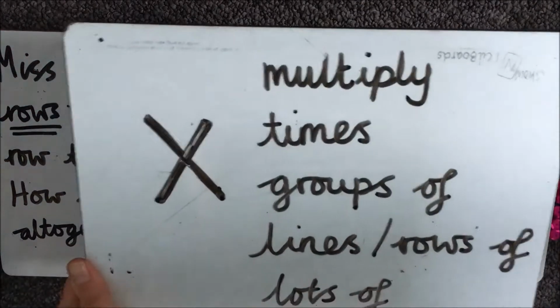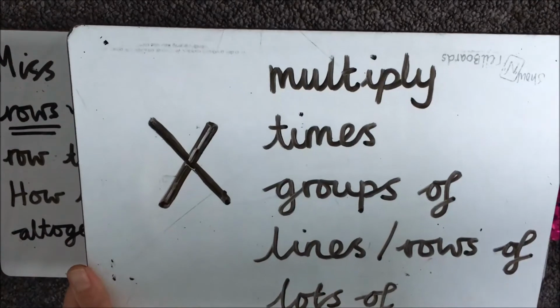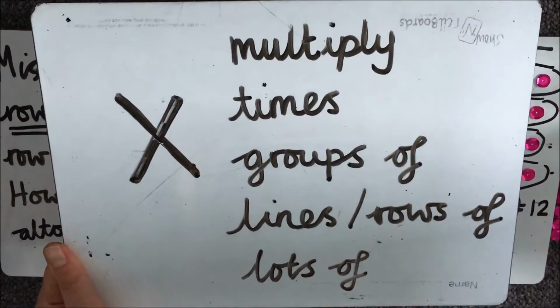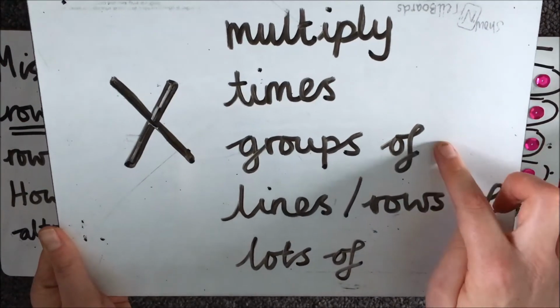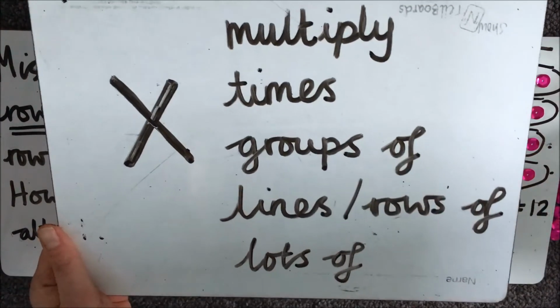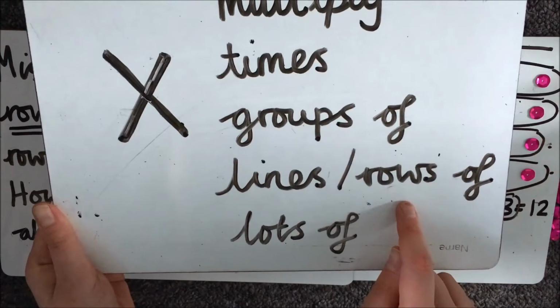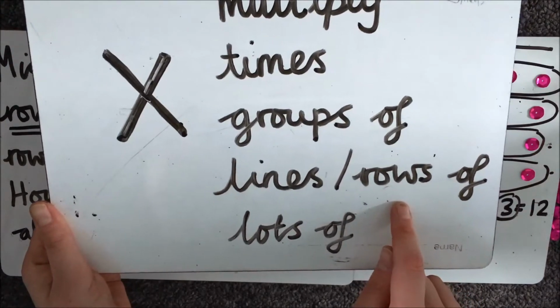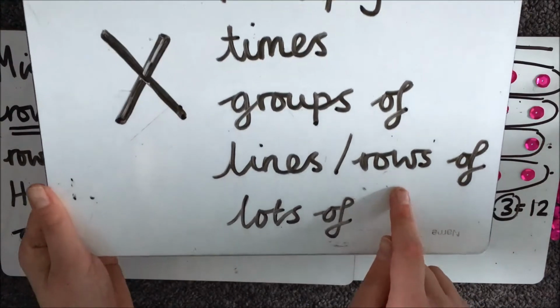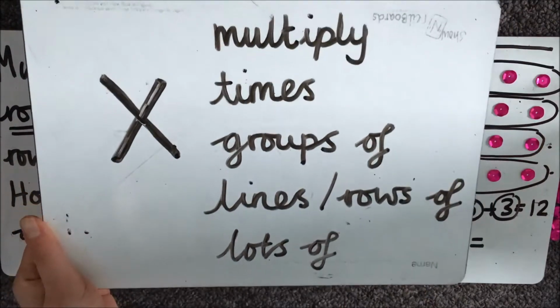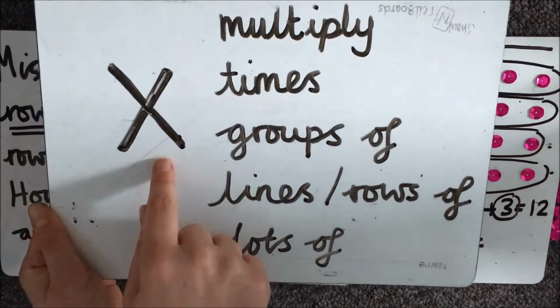We've seen this sign a lot. It means lots of different things. We can say multiply, we can say times, groups of, so you might say you have bunches of bananas or groups of players in a team. Lines of or rows of, so in a supermarket you might have lines of cakes or lines of pizzas, or you might see it as lots of. So all of these words often mean you have to times.